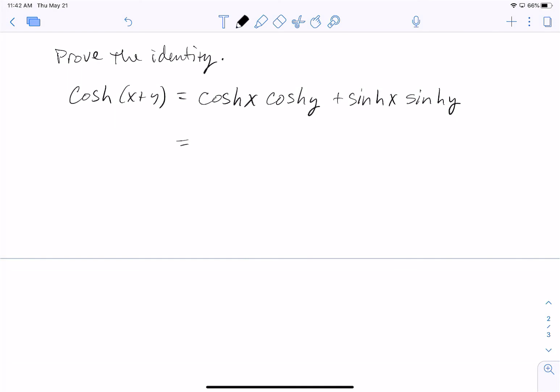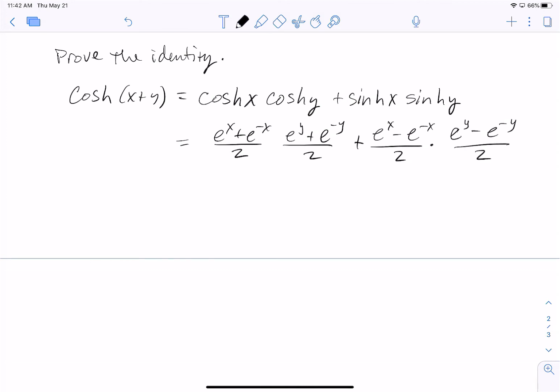So the hyperbolic cosine of x is e to the x plus e to the negative x over 2, the hyperbolic cosine of y, same thing, but with y's in place of x. And then the hyperbolic sine of x is e to the x minus e to the negative x over 2. Hyperbolic sine of y, same thing, but with y's in place of x. Now we multiply, we use algebra, properties of exponents.